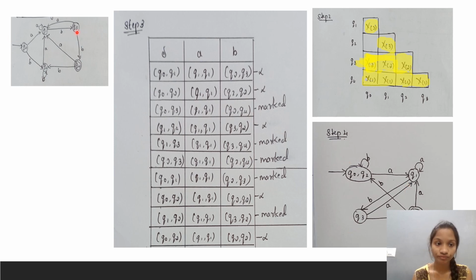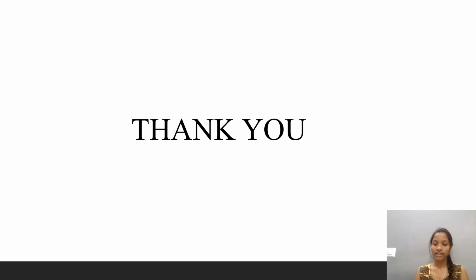Then Q3 upon A, it will go for Q1, so again it will go for Q1. Q3 upon B, it will reach the Q4 state. Here it will reach the Q4 state. Then again Q4 upon A, it is going for Q1, and Q4 upon B, it is going for Q2. So Q2 exists here, so it is marked to this state. This gives the minimized DFA. So hence it completes our video, our topic. So thank you everyone.